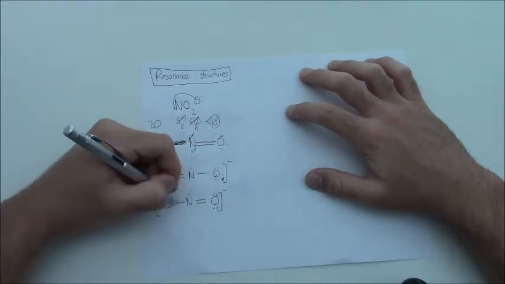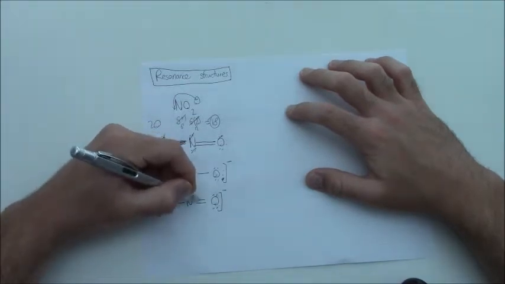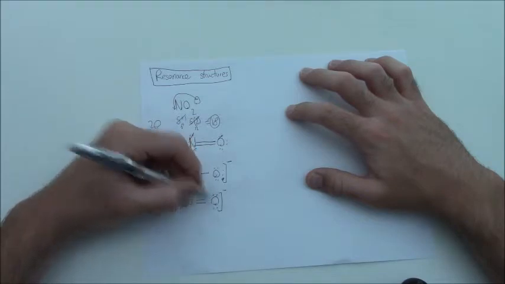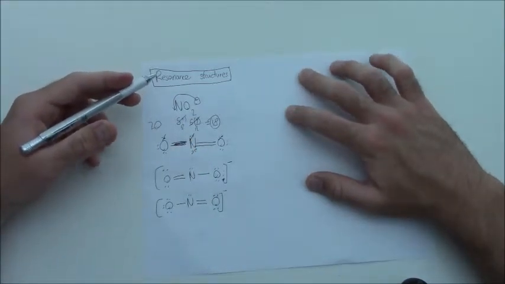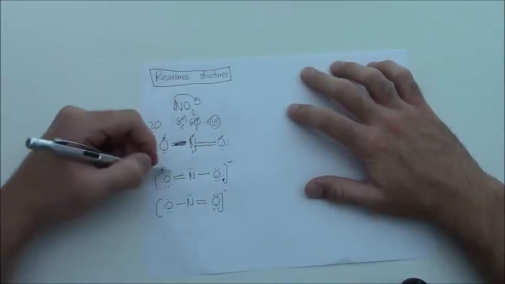We have 6 valence electrons here, 7, 8, 9, 10, 11, 12, 13, 14, 15, 16, 17, 18. These both have 18 valence electrons. So what would we do? Let's look at formal charge.